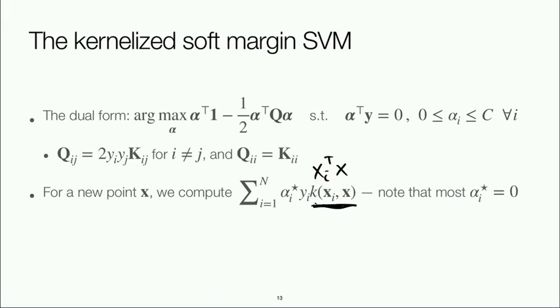And again, note that most of my alpha i stars are 0 for anything that's not a support vector. So I only have to make as many calls to this kernel function as there are support vectors in my model. And so that's also quite nice. And I get to do this in the original d-dimensional space rather than in whatever massive dimensional space that I'm trying to work in, okay?